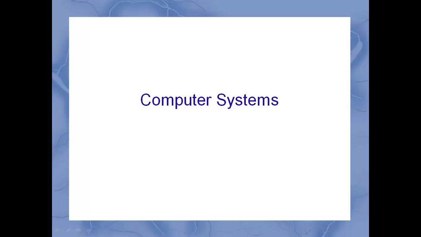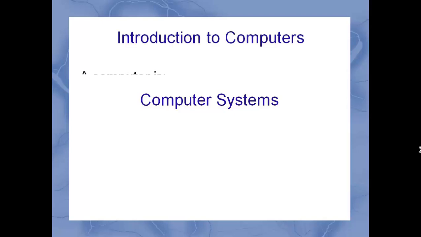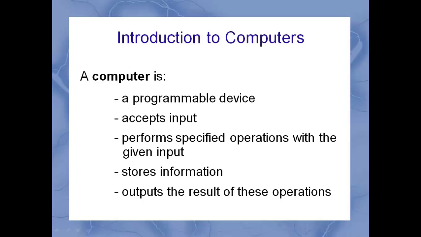Alright, welcome to today's lesson on computer systems. Before we start, we need to figure out what a computer actually is. So a computer is basically any device that is programmable. This means that it will accept input from a user, take that input and perform some operations on it, adding, subtracting, sorting, whatever. With those results, it then stores the information for later access and can also output the results for the user to see, either on a monitor or printed out or somewhere like that.